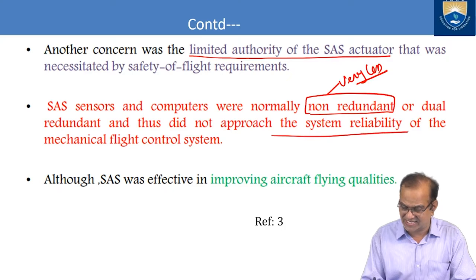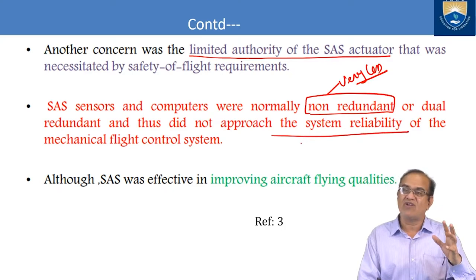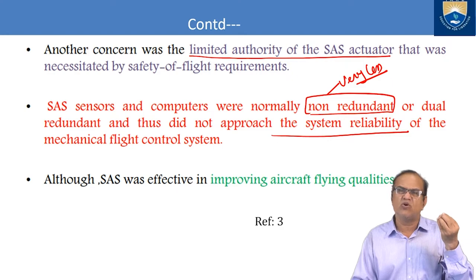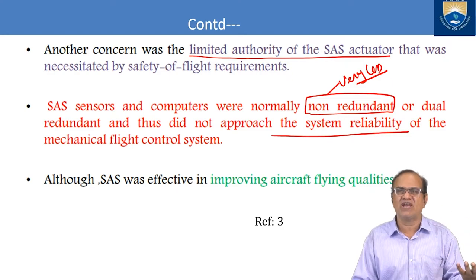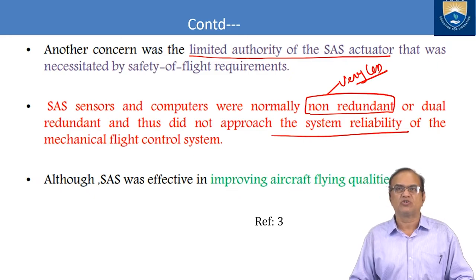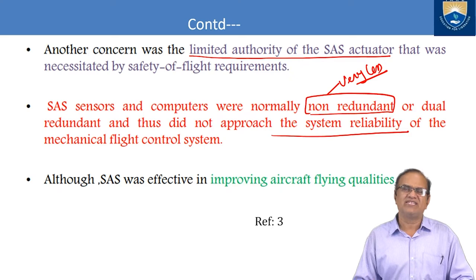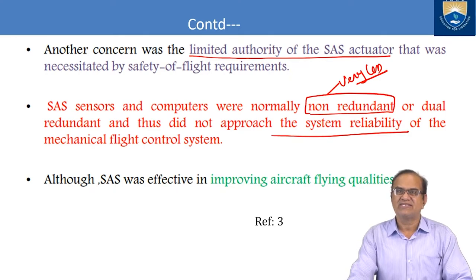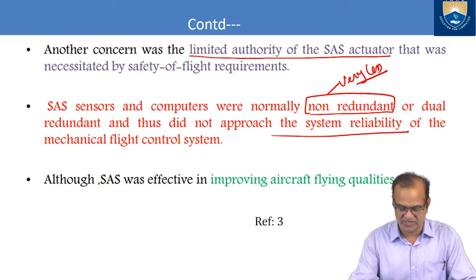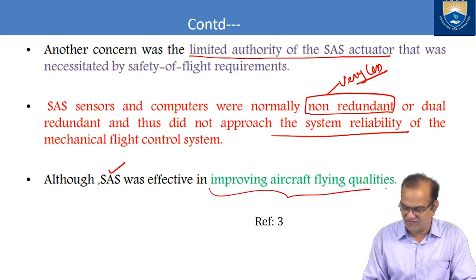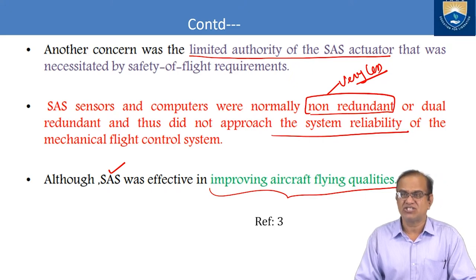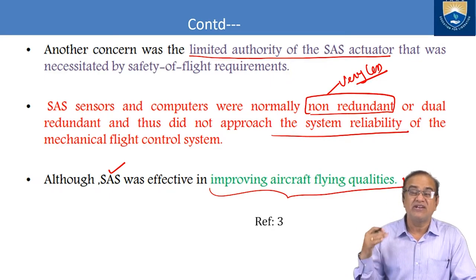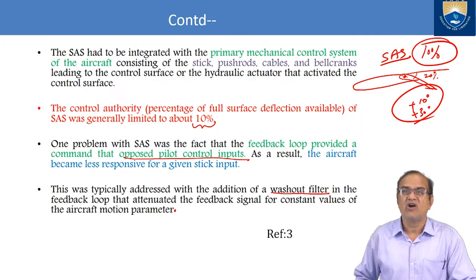So there was very little reliability of the aircraft. The flight controls were very unreliable because there was no redundancy, or if redundancy is there, only one additional system is there, and if that also fails, the aircraft is going to be in problem. So these things have to be controlled and undertaken by the required system. Although SAS was effective in improving aircraft flying quality, smoothness of flight was achieved, but there are two or three problems: limited authority of SAS, then redundancy, and the previous one, opposed pilot control input.